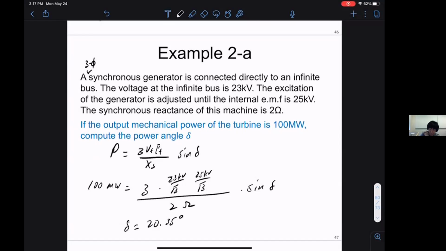Is that the case for the problems where the infinite bus is given? So both voltages are line-to-line. The key thing is to say this is 3-phase. Whenever you see the word 3-phase in a question, and it's not explicitly said what voltage it is, it's always line-to-line. Oh, I see. Thank you.